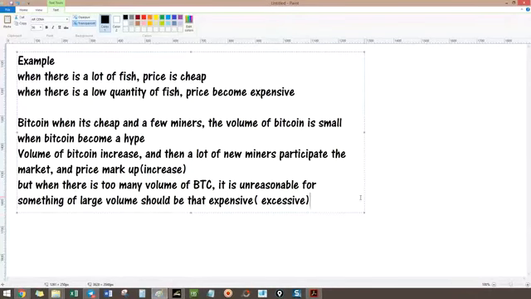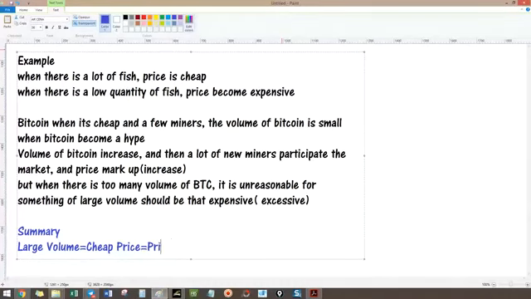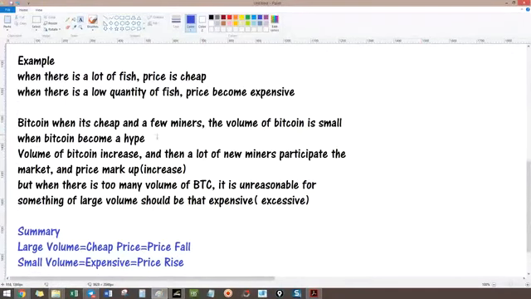Okay, so in summary, we write this in blue. Summary: large volume equal to cheap price equal to price fall. Okay, and then small volume equal to expensive equal to price rise. Okay, this is very important theory here.